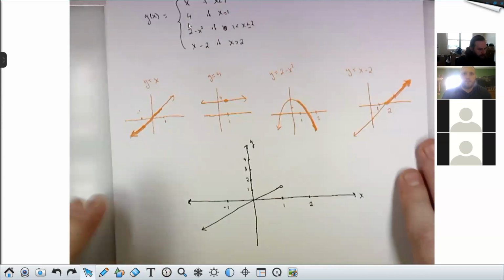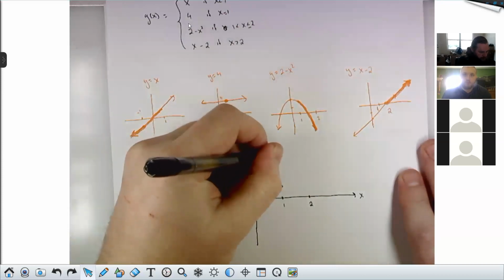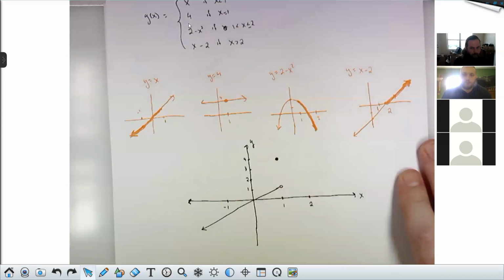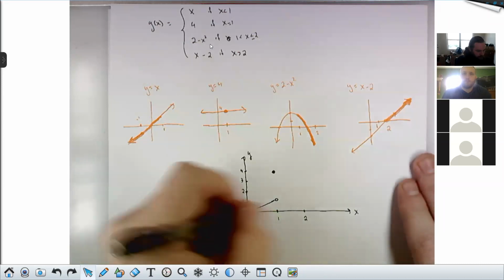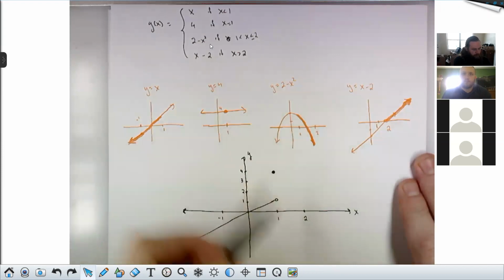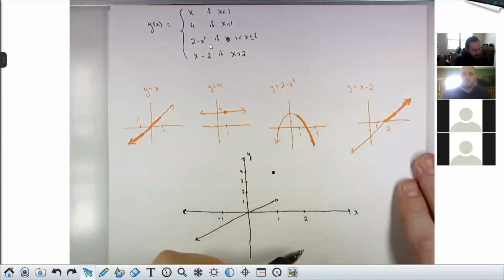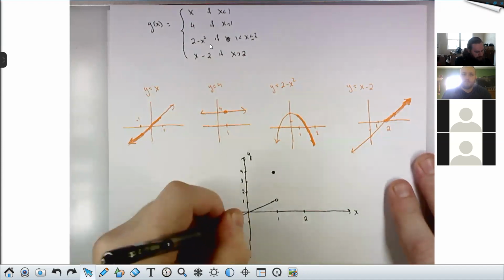And then right at 1, g of x is equal to 4. So right here we'll have this. G of 1 is 4. And then everywhere between 1 and 2, we're acting like 2 minus x squared. So if I plug 1 in here, I get 2 minus 1 squared, or 1. So it's this part which connects up right here. And at 2, we'll have 2 minus 2 squared. That's 2 minus 4, which is -2. So let me come down here, -1.